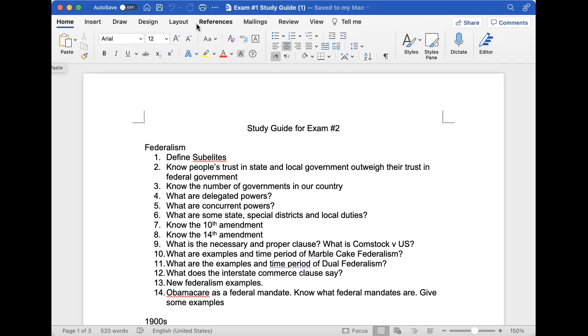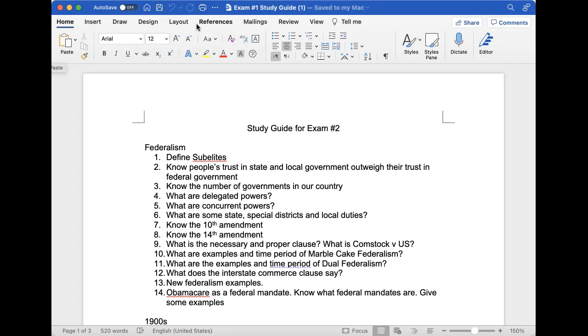Know what the Adam Walsh Child Safety Protection Act is. It has to do with the necessary and proper clause. Remember that the necessary and proper clause is part of the Constitution that gives Congress a little bit of latitude to pass laws that help them enforce their delegated powers. And we talked about the Adam Walsh Child Protection and Safety Act, where it was eventually challenged by a case called United States versus Comstock.